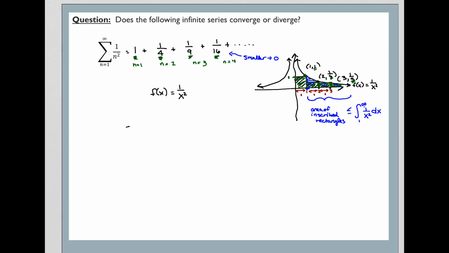I have that the infinite summation n equals 1 to infinity of 1 over n squared, which equals 1 plus 1/4 plus 1/9, etc., is less than or equal to 1 plus the integral from 1 to infinity of 1 over x squared dx. It has to be. And what's great about that?